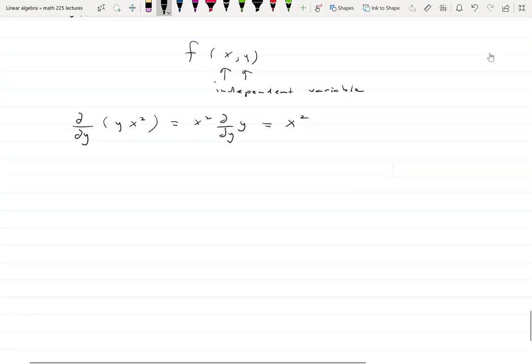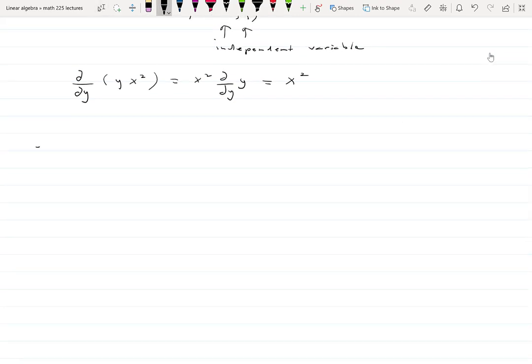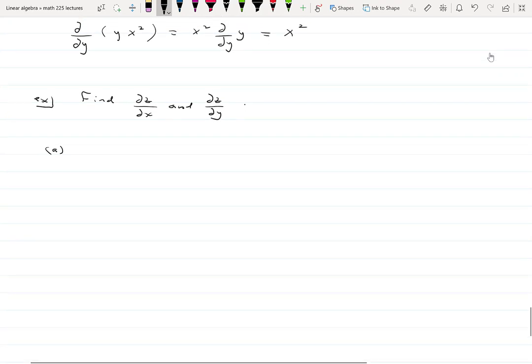Okay, so let's practice a little bit. For example, let's say we want the partial derivative of z with respect to x and the partial derivative of z with respect to y. I'm just making this function up as I go along, but I'll keep it simple: z equals 3x cubed y squared plus 4xy cubed plus 7x plus 8y plus 15. So z is a function of x and y.